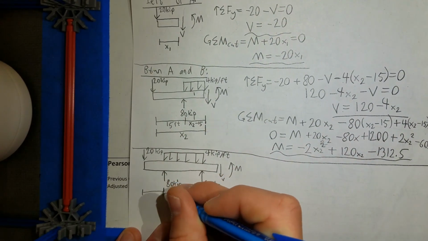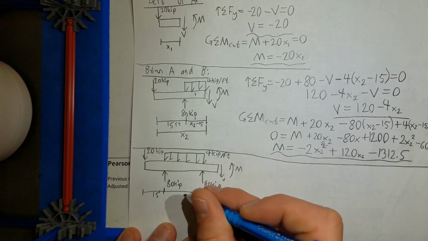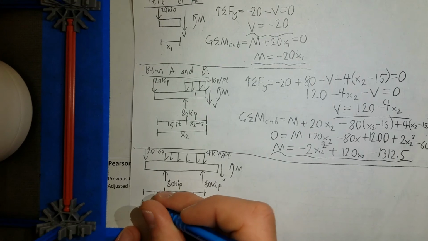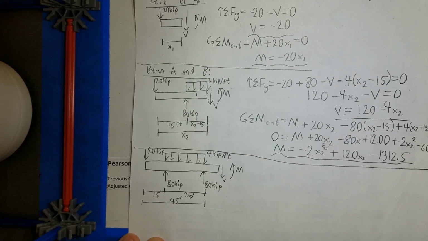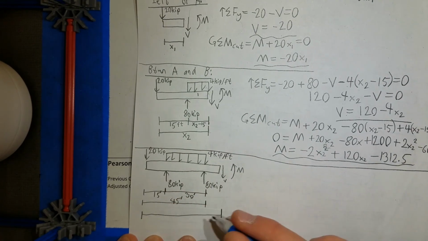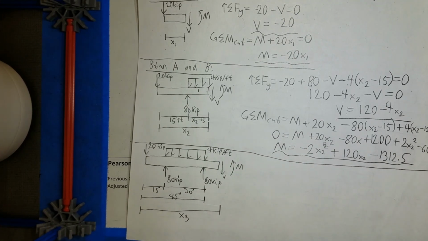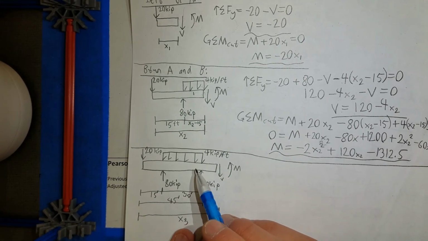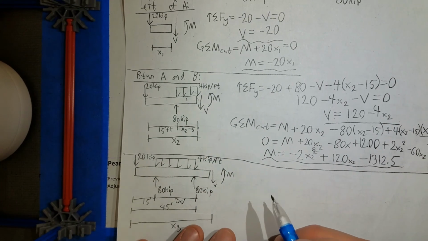So we've got between here, 15 feet. Between here, it's 30 feet. I'm going to also draw this whole distance as 45 feet. And then all the way, we'll label this total distance from the left end to the cut as x3. So that's our free body diagram that we have to work with. And we'll go ahead and just use our equilibrium equations like we're used to.